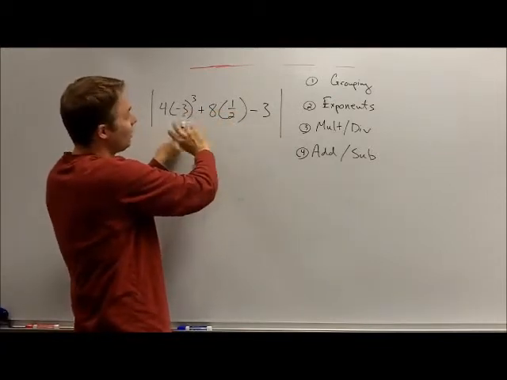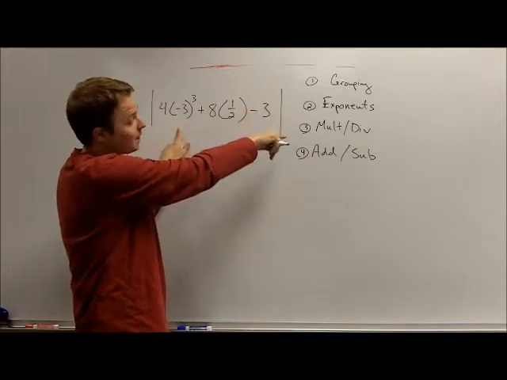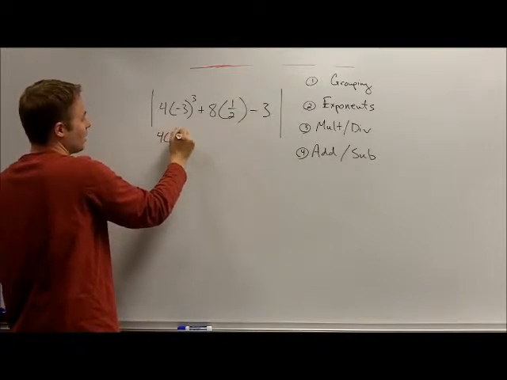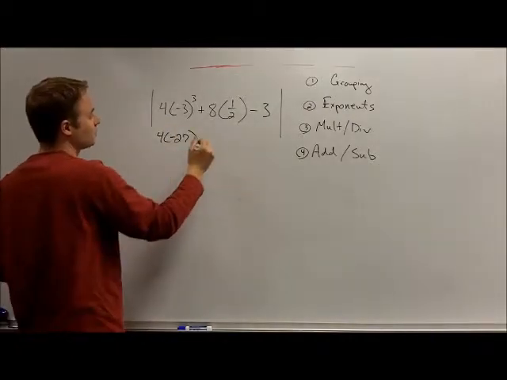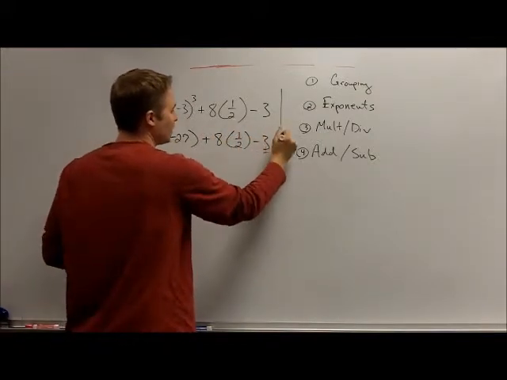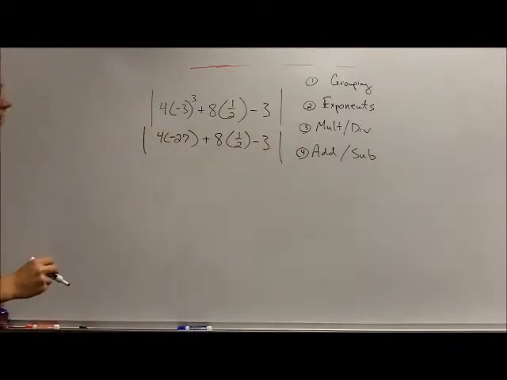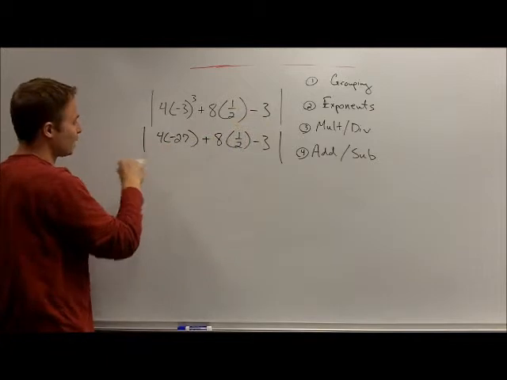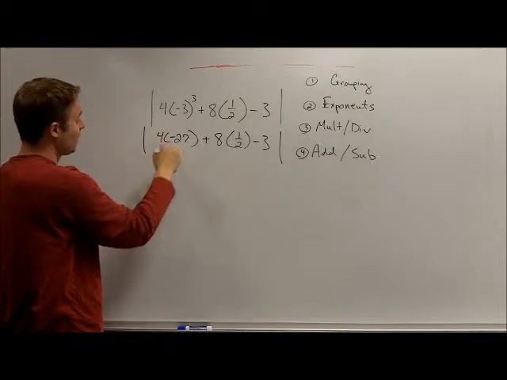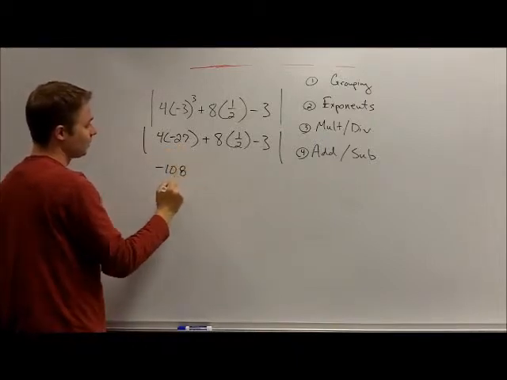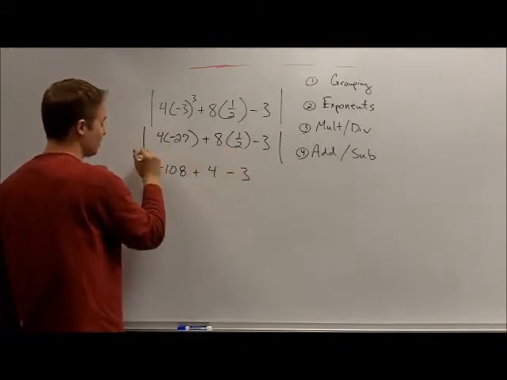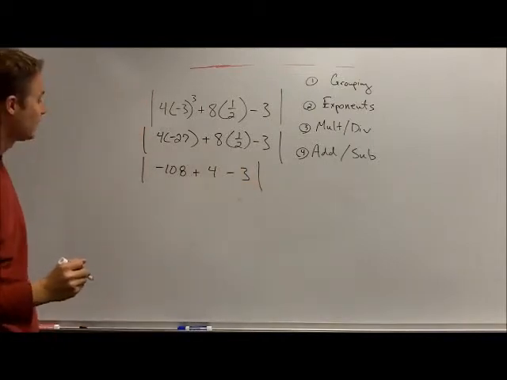So within the grouping symbol, let's take care of any exponents first because that's our next in line. So we have a negative 3 to the third power, so that will be a negative 27. Remember to keep the absolute value symbol on the outside because we'll need it at the end. Now let's take care of any multiplication and division. If we take 4 times negative 27, then this will be negative 108. And then 8 times 1/2, that'll be a positive 4, and then minus 3. And of course, we still have the absolute value on the outside.